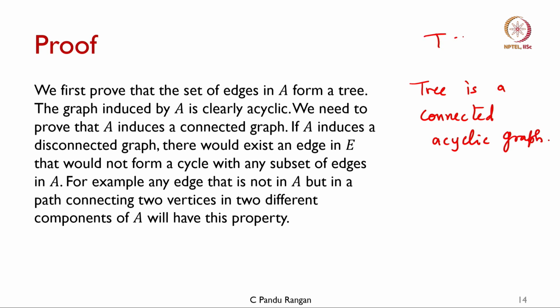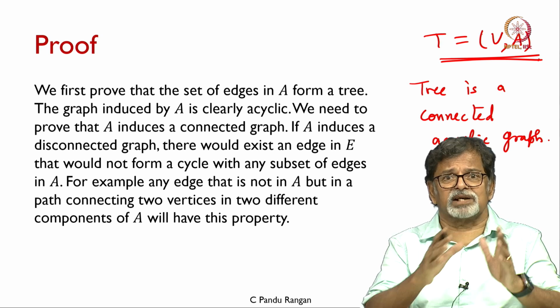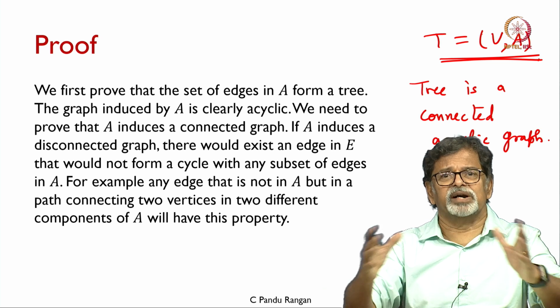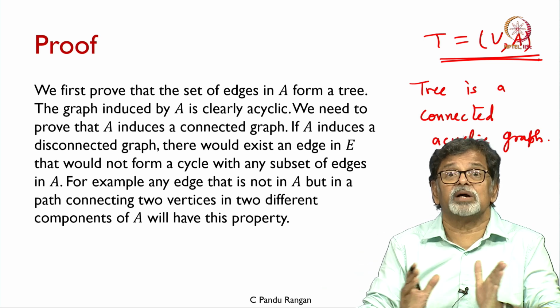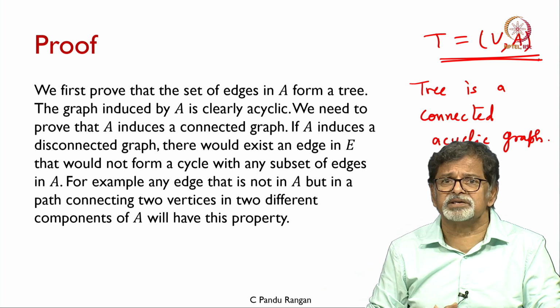T equal to vertex set V, edge set A. This is acyclic. Is it connected? Once we prove that it is connected, it is a connected acyclic graph, therefore it is a tree. We would have proved that. So the proof is by contradiction.